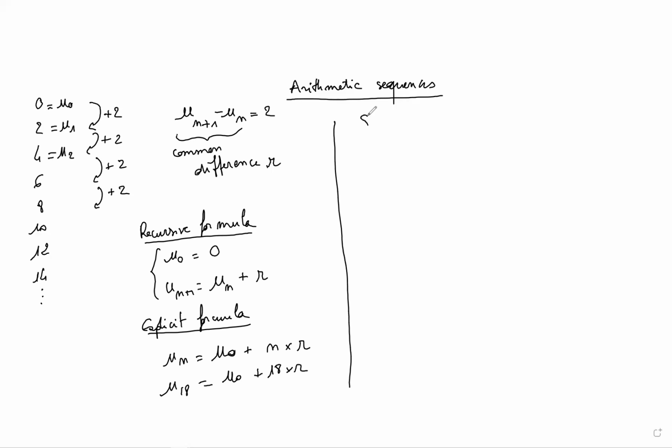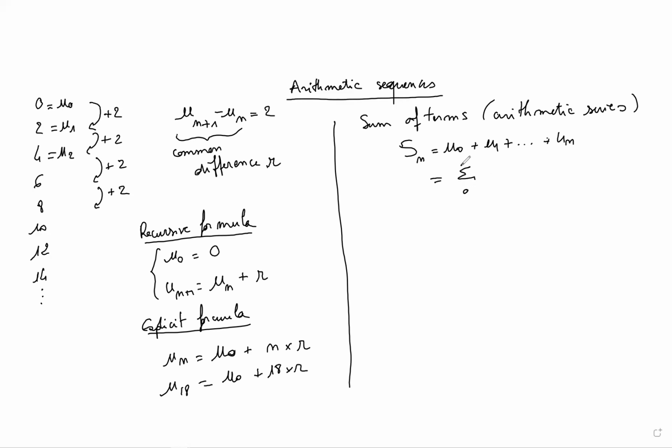The sum of the terms: when you add the terms of a sequence, it's called a series. So this is an arithmetic series. So I'm adding the terms from U0 to Un, U0 plus U1 plus and so on plus Un. And we'll denote this by a sigma, which is an S in Greek, from k equals 0 to k equals n of the Uk.